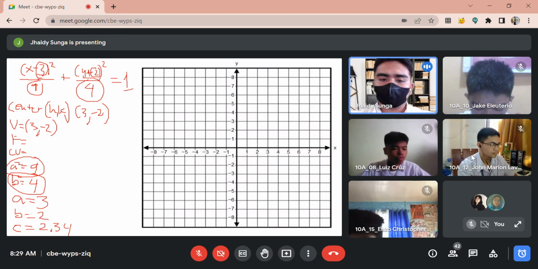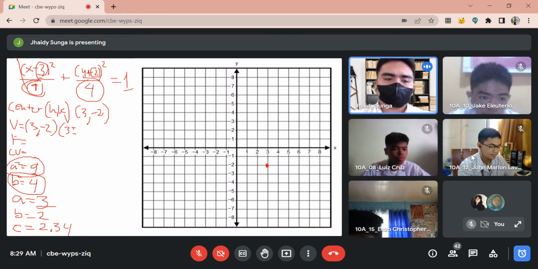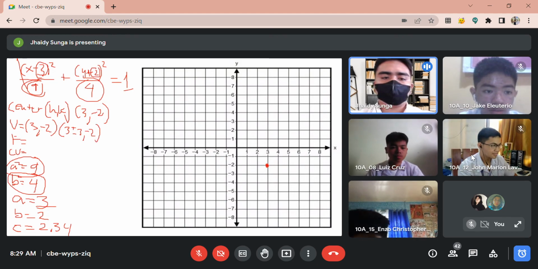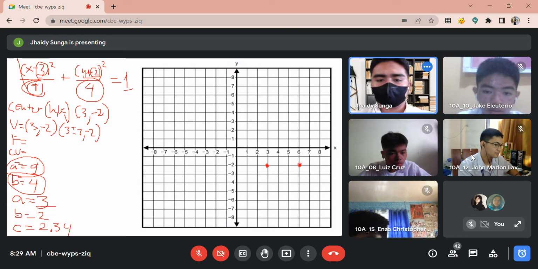Let's plot 3 and negative 2. This is your center. So if you're going to have your A, where is your A located? X-intercept. So therefore, you're going to add and subtract 3, then negative 2. If you add 3 to 3, it will become 6 and negative 2. If you subtract, it will become 0, so it is on this side.